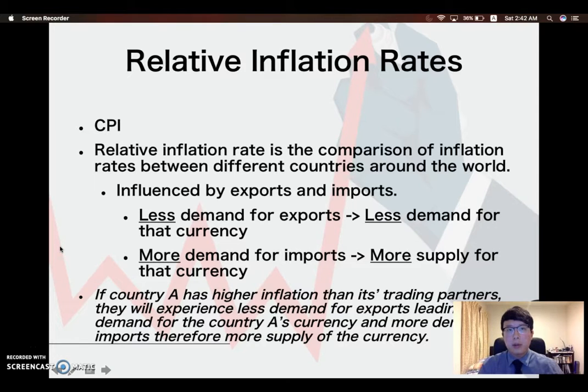So CPI, also known as the Consumer Price Index, is used to measure inflation by showing the average price change of goods and services, measuring monthly intervals between different years. Relative inflation rate is the comparison of inflation rates between countries across the world, and is influenced by exports and imports. So less demand for exports will mean less demand for that currency, and more demand for imports will mean more supply of that currency.